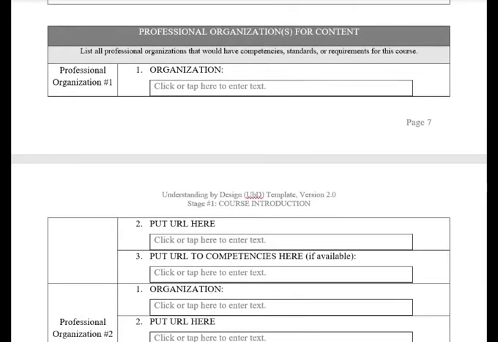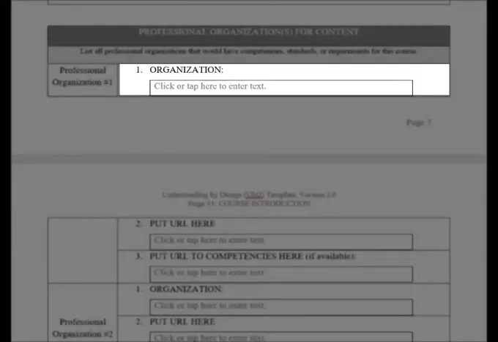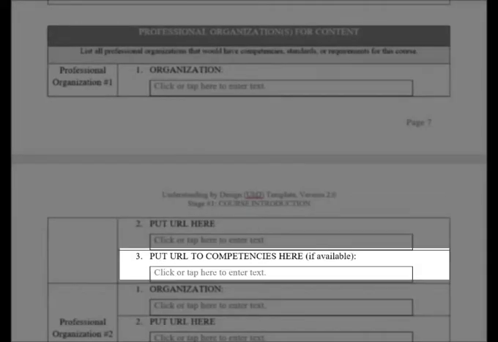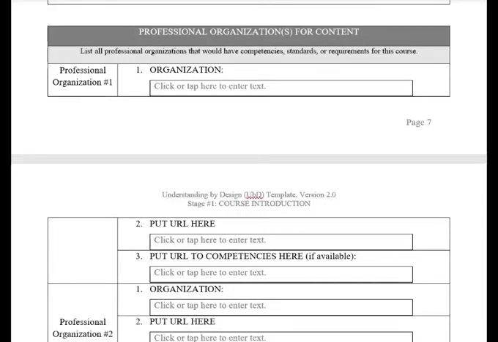Following identifying the big idea and writing a unit summary, you will be finding professional organizations and the competencies within them in order to build your own content. Once we know the standards and competencies for the industry, we will know the goals that we need to be teaching to.